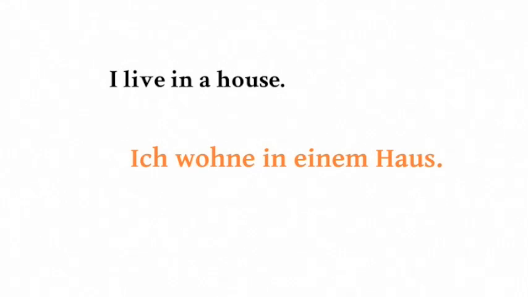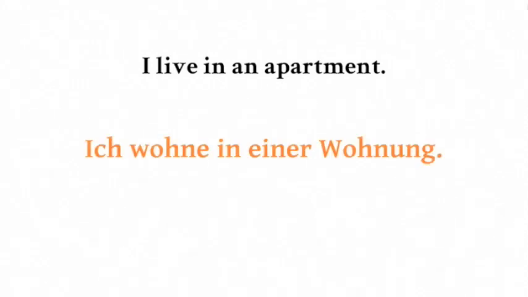Let's continue with saying where you live. I live, for example, in a house. Ich wohne in einem Haus. Here we have the verb to live, which is wohnen. Ich wohne in einem Haus. I live in an apartment. Ich wohne in einer Wohnung.